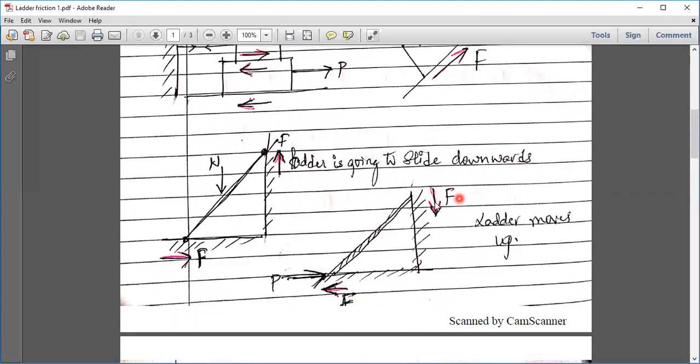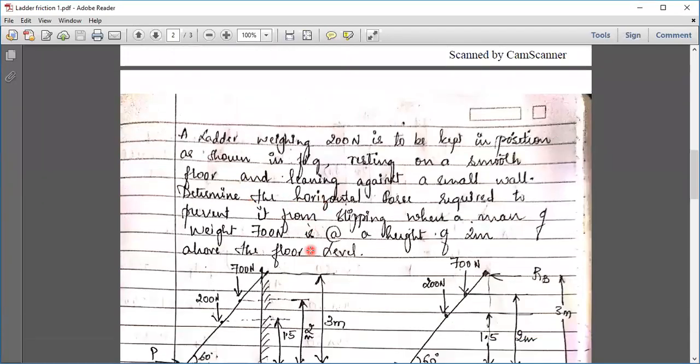We'll have to put the free body diagram for the friction force F, and you have normal reaction N acting perpendicular to the plane, as we all know. Okay, so let us take up the first example.